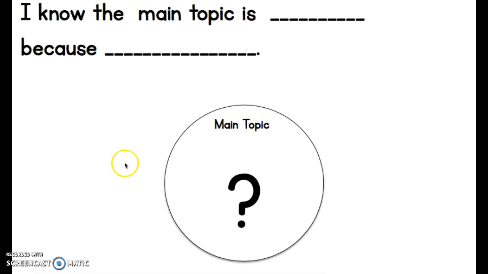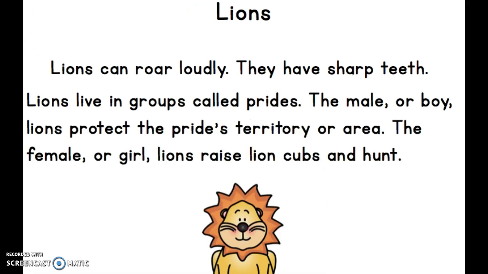Go ahead and draw a picture of the main topic and write the words at the top. If you're not sure what the main topic is, I can read the text for you one more time. Remember, the main topic is what the text is all about. What is it all about?